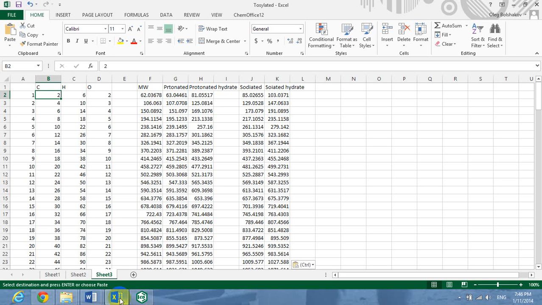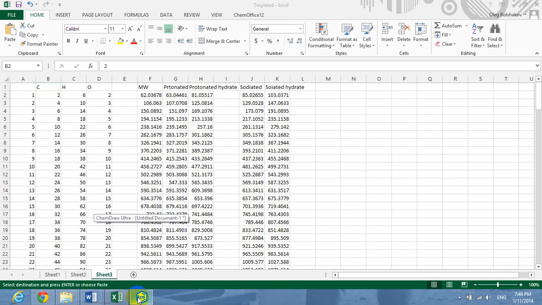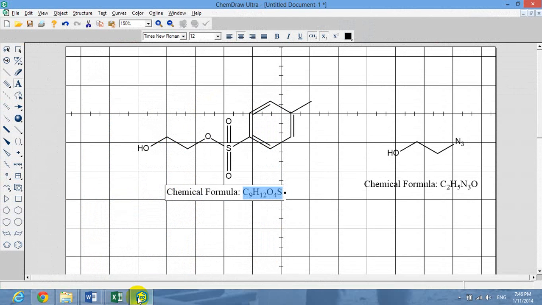In the previous part, I have shown you how to calculate the exact atomic molecular weights for the protonated, saturated, and hydrated species of the ethylene oxide and polyethylene oxide macromonomers. Right now, we're going to continue in the same manner, but we are going to calculate the exact masses for the ethylene oxide derivatives.